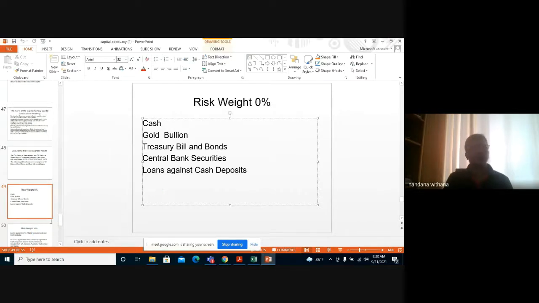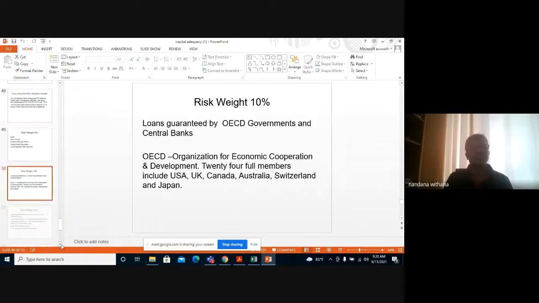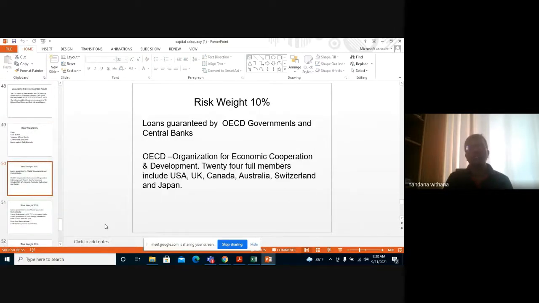Okay. Then 10%. OECD, Organization for Economic Cooperation and Development governments, when they guarantee, 10%. So there are countries which you can compare and which you can't compare. You can't compare Nigeria with Japan. Japan, Canada, Australia, these OECD countries, they are very stable. In Nigeria, all of a sudden, within a minute, another military leader will become the president. After 6 months, he will be shot down.